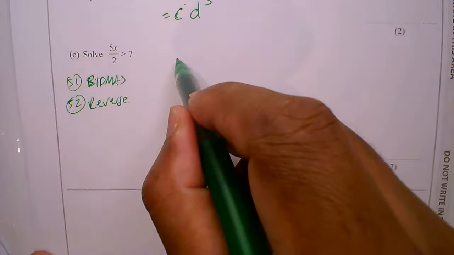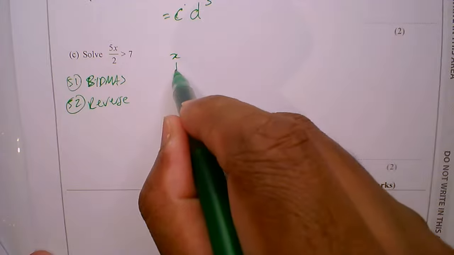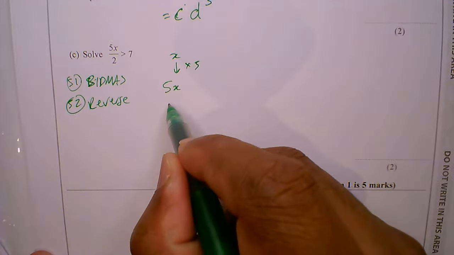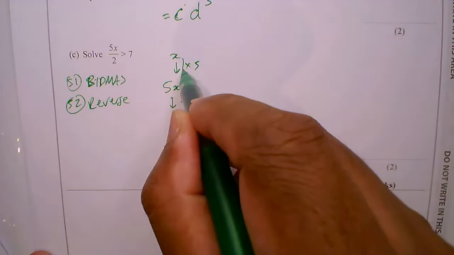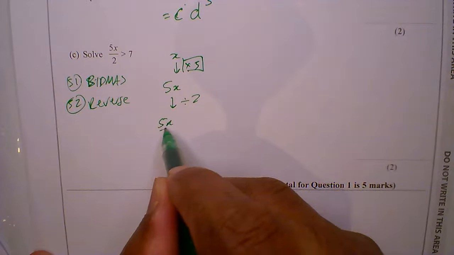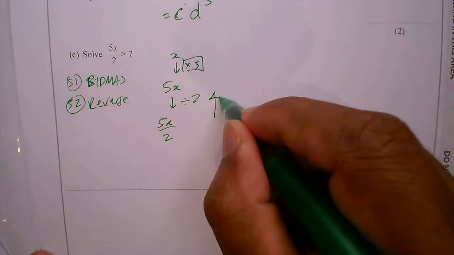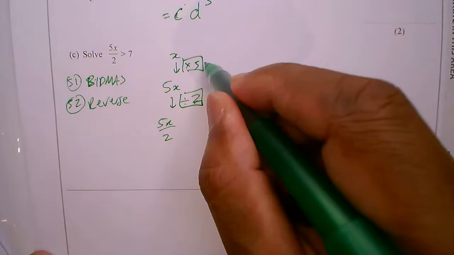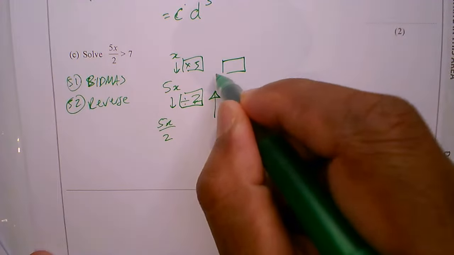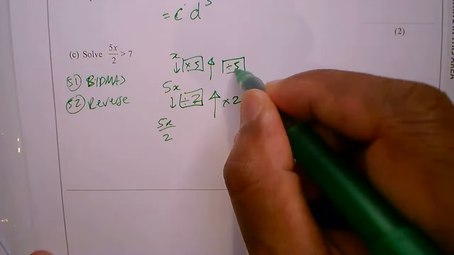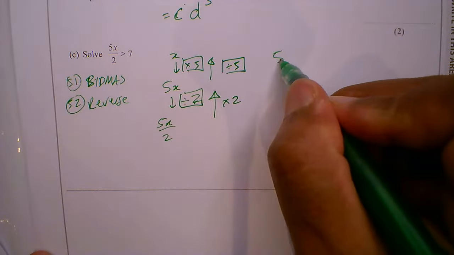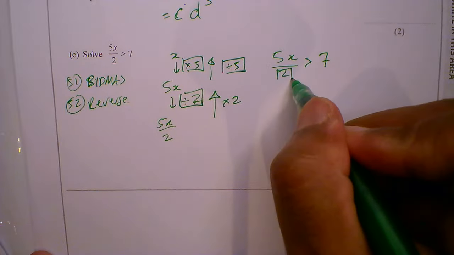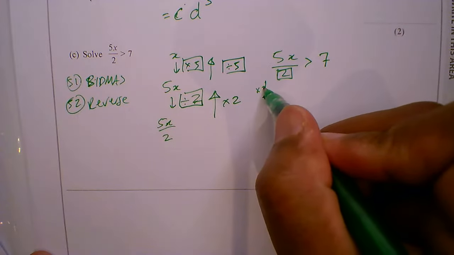So if I think about it, I've got x, which becomes 5x. So I've multiplied by 5, then I divide by 2 to get 5x over 2. So if I'm going backwards, opposite of divide by 2 is times by 2. Opposite of times by 5 is going to be divide by 5. So I've got 5x over 2 is greater than 7. So opposite of divide by 2 is times by 2 on both sides.